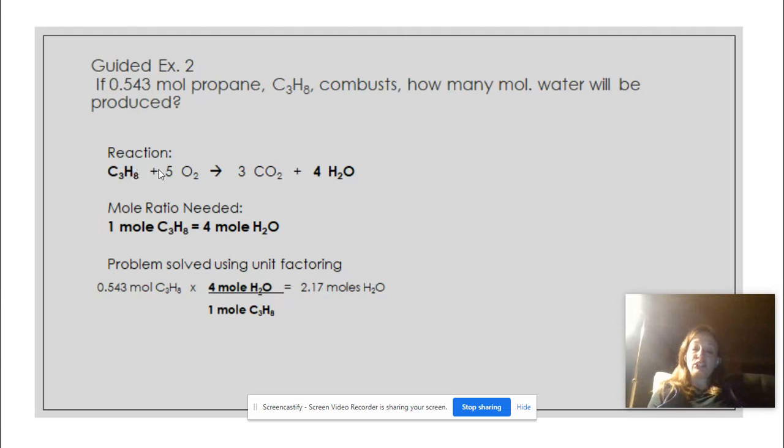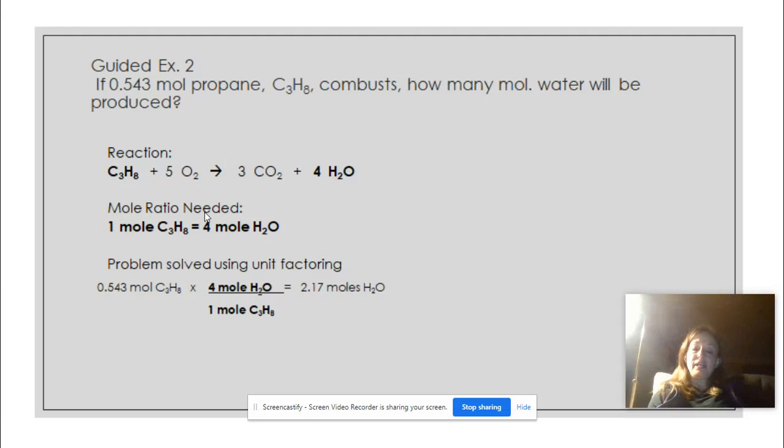So this is the reaction. I went ahead and wrote it out, came up with my products, 3CO2 plus 4H2O, and balanced to get 5 moles of oxygen to react with it. That will be 1 mole of propane reacts with 5 moles of oxygen to produce 3 moles of CO2 plus 4 moles of water.